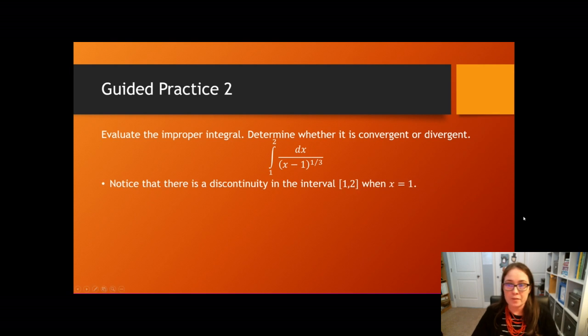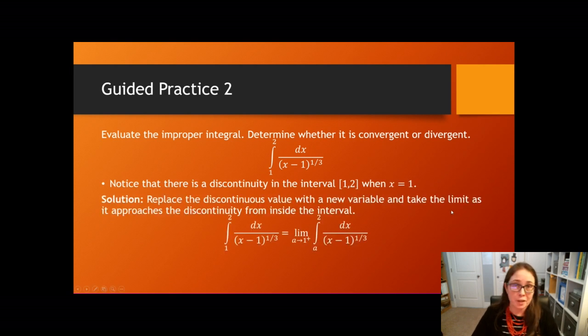Okay, so we notice, I have a discontinuity at x equals 1, which is in the interval. If it was out of the interval, no problem, but it's in the interval that we're looking at. So I now have the limit as a approaches 1 from the right, and then the integral goes from a to 2. Again, this limit is necessary to solving this problem. It needs to show up in your solution.